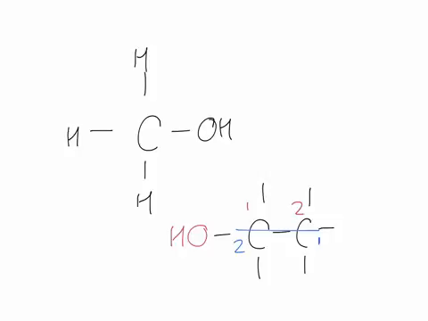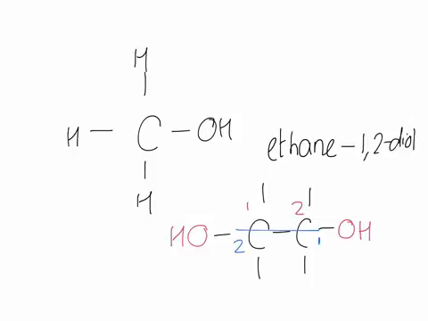Unless, what? When would I need a positional number with ethanol? If there's 2 hydroxyl groups. Brilliant. So what would the name of this be? 1, 2, diol. Now remember our numbers are in the middle of it. Ethane, good. Ethane-1,2-diol. Brilliant.